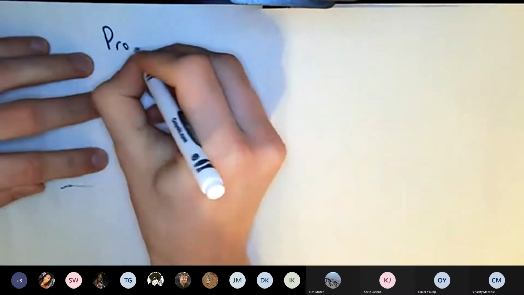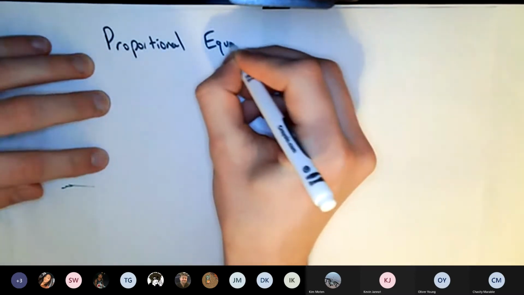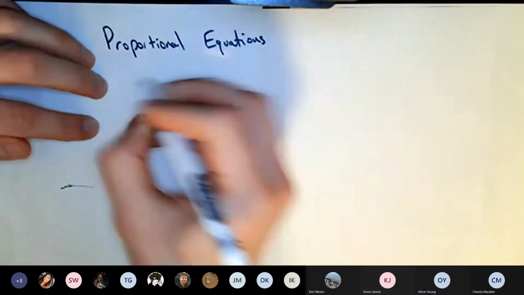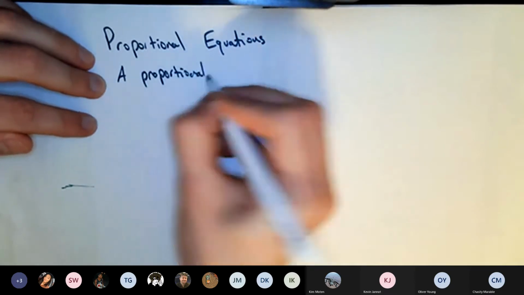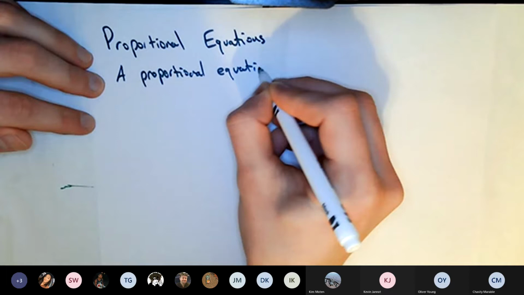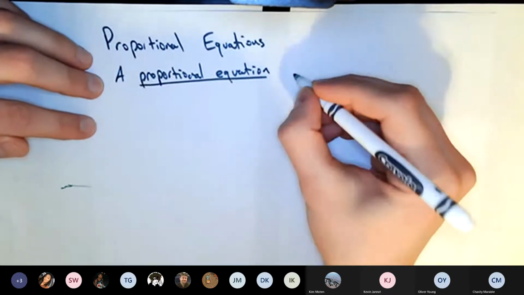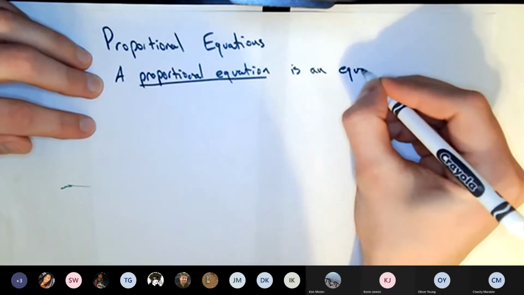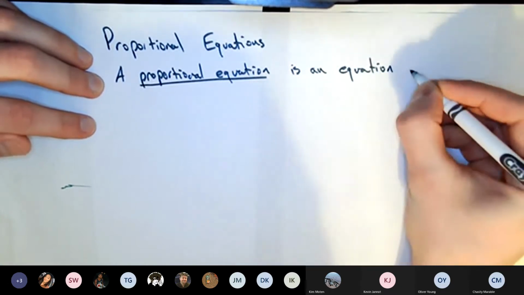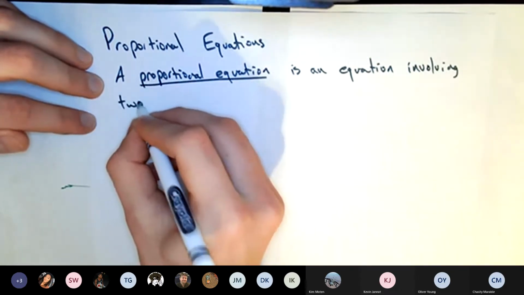Let's talk about proportional equations. A proportional equation is, I'm just going to keep it simple here, an equation involving two rates.